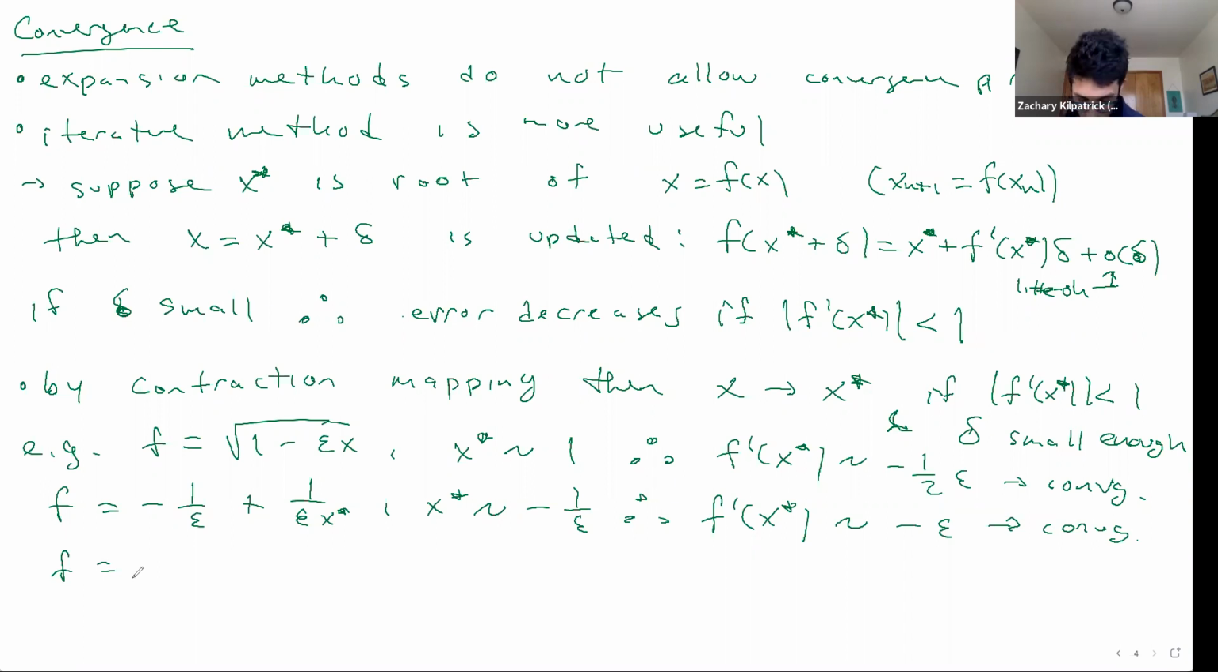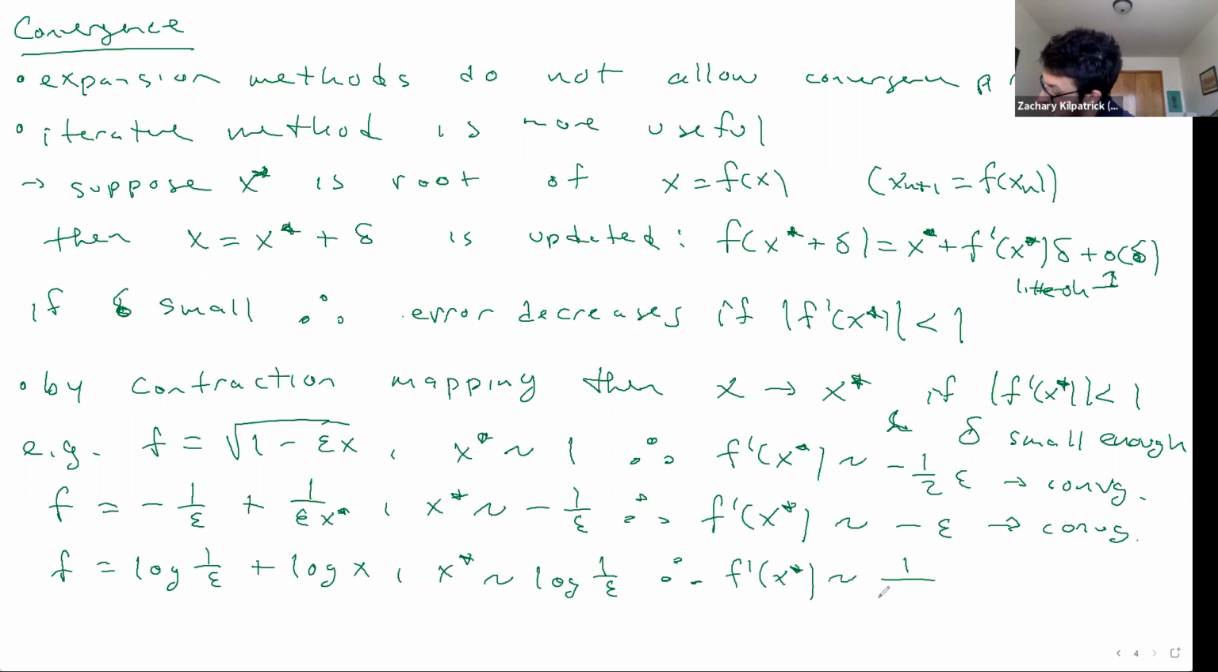I'll skip that one. Let's go to a logarithmic example. So let's say f is equal to log of x. Then x star is approximately equal to log of 1 over epsilon. Therefore, f prime of x star is going to scale like 1 over log of 1 over epsilon. If epsilon is small, then the log is big, so this is going to be small and close to 0. So again, we expect convergence.